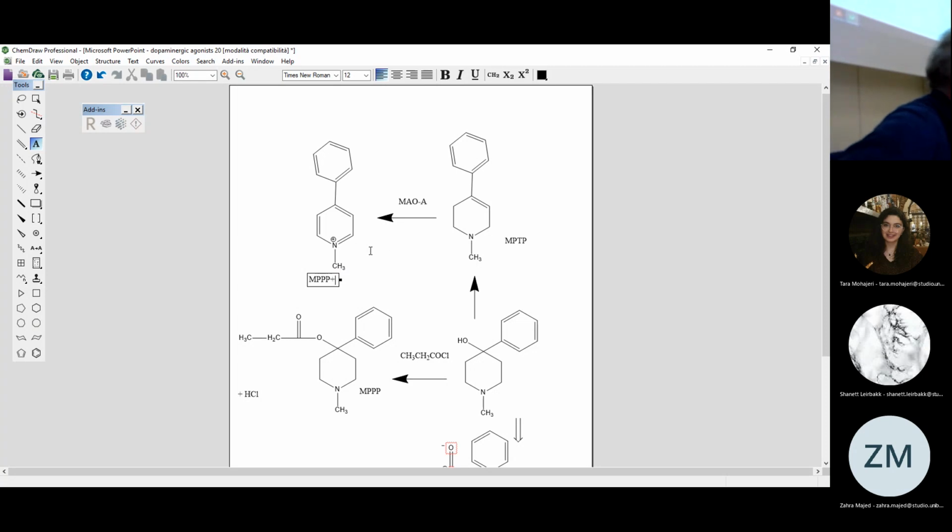Is it clear, this synthesis? It's very easy. Grignard reaction and then esterification, 2 steps. Very, very easy. And so you can imagine a chemistry student trying to make this reaction in the lab. 2 steps, very easy.